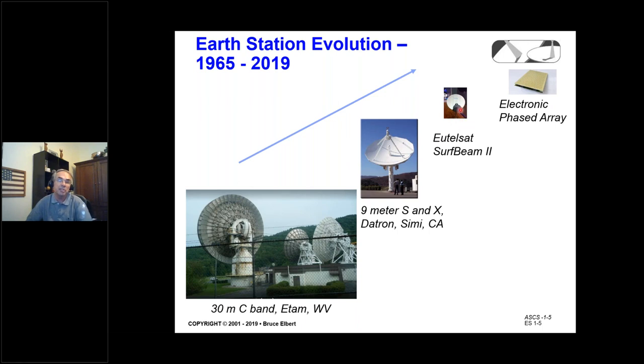These are fixed antennas. And now we're looking at phased array antennas, which don't mechanically point at the satellite, but lay flat and electrically point at the satellite. There's a lot of interest in electronic phased array types of antennas. We'll touch on that later.